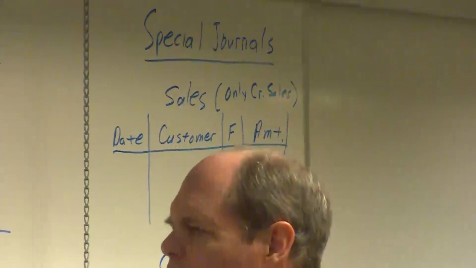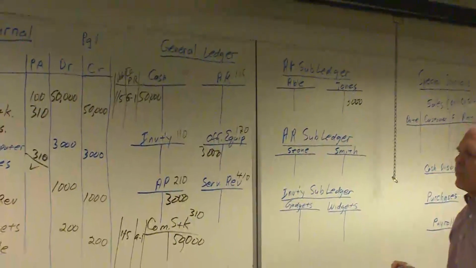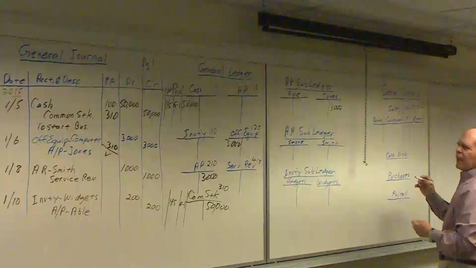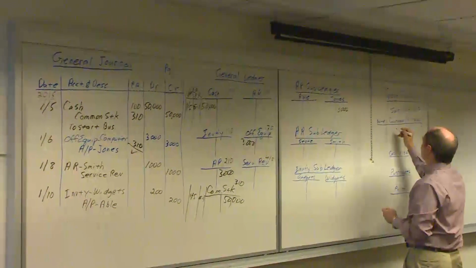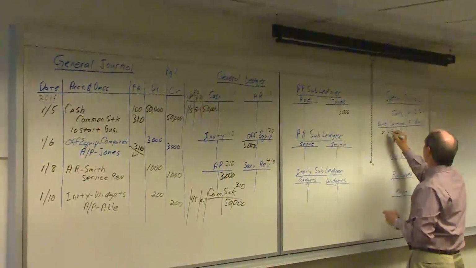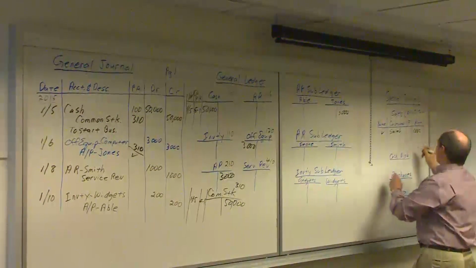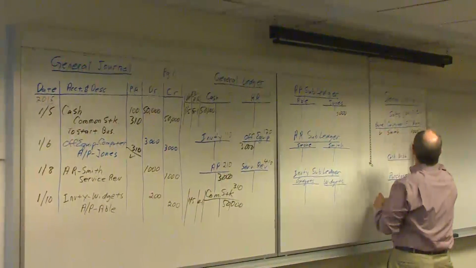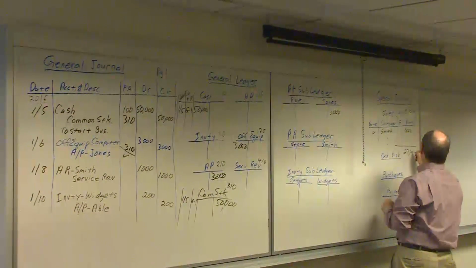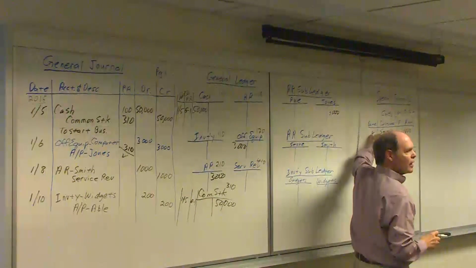So let's just record that one sale here. It was service revenue for $1,000, and it was to Smith. So I put in the date and put in $1,000. And I would just continue to do this all the way down until maybe at the end of the month I have $27,460 in there. Maybe there's 40 or 50 or 500 entries.